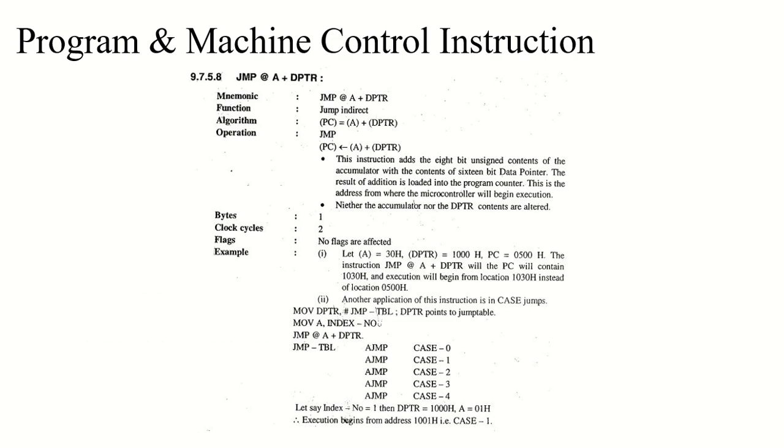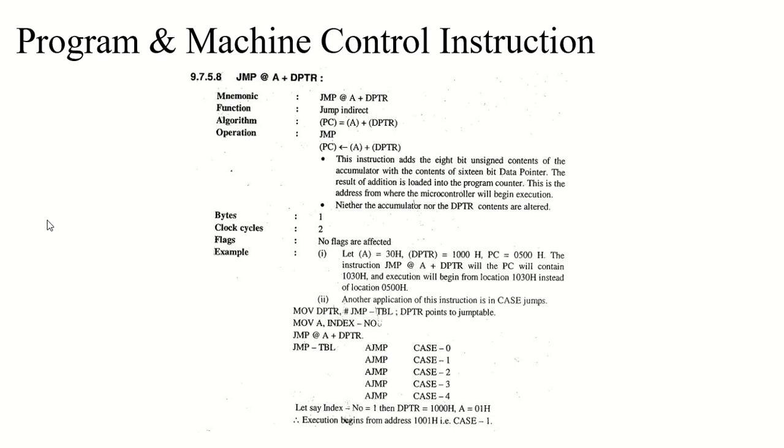So what will this instruction do? This instruction will add the 8-bit unsigned content of the accumulator with the content of the 16-bit data pointer, and the result of the addition is loaded into the program counter.